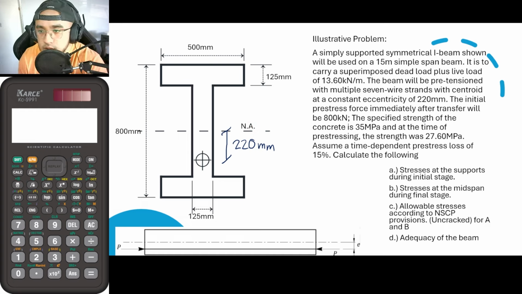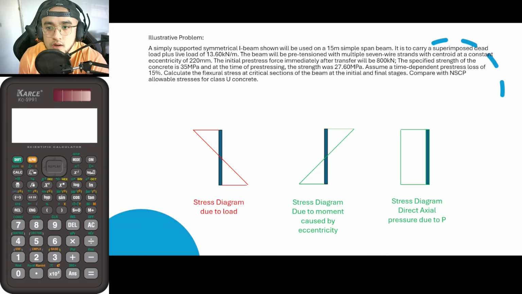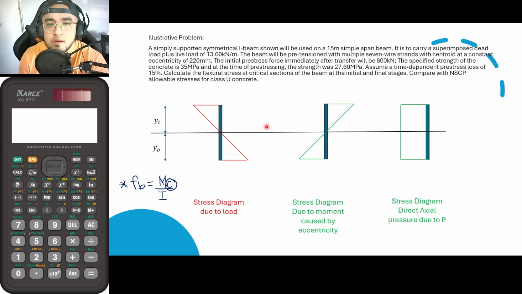So proceeding, where is that slide again? Not this one, rather this one here. What is now the formula for this portion? Once again, that is Mc over I, or the fB at the top is M, but c is equal to YT divided by I. Proceeding, what about for this bottom one? That is M times YB over Ix. Next up, what about for this one here?